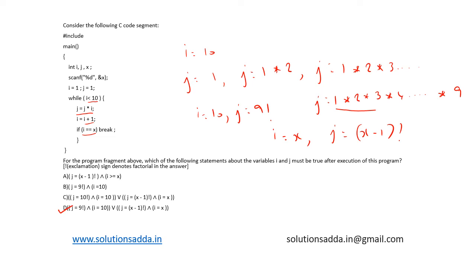That is, when j is equal to 9 factorial, i will be equal to 10, or when j is equal to x minus 1 factorial, i will be equal to x. So option D is the correct answer.